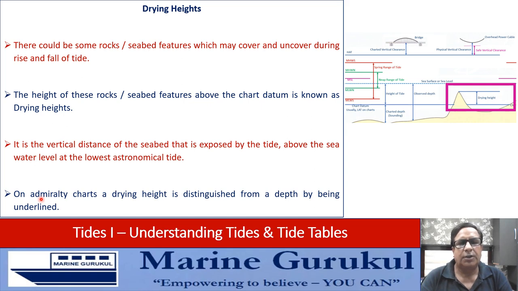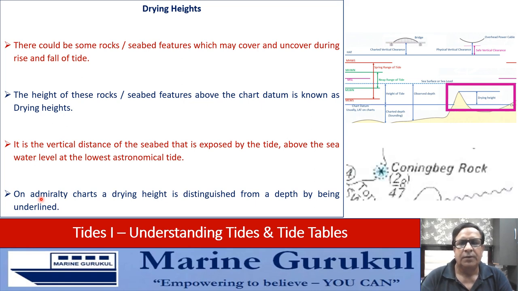On Admiralty charts, a drying height is distinguished from depth. So it is marked like depth in meters and decimeters, but it is distinguished from depth by being underlined, as you can see here. This 2.8 meters for Koenigsberg rock, which is underlined here, is not the depth out here at Koenigsberg rock. In fact, this is the drying height of the Koenigsberg rock.